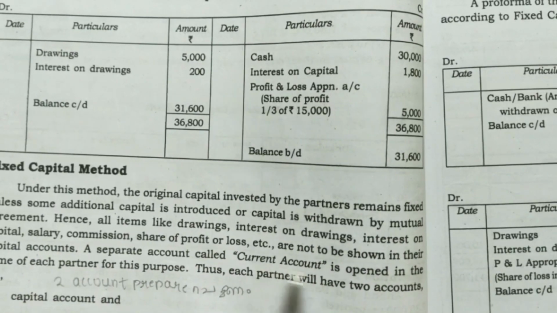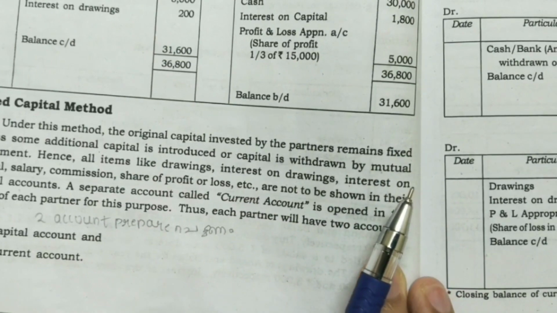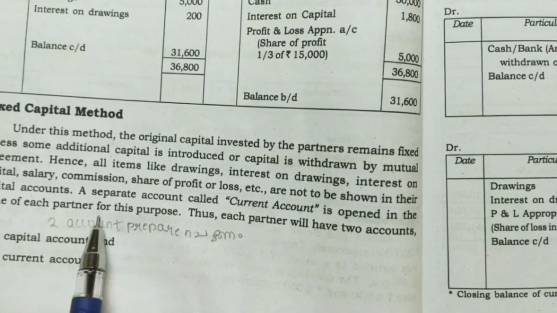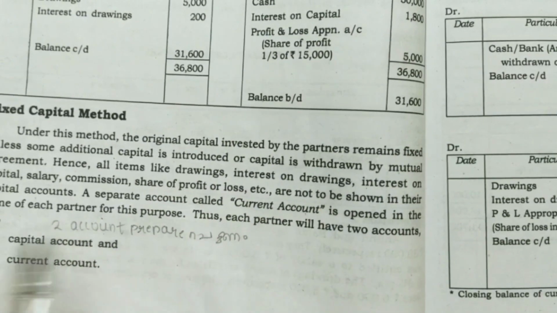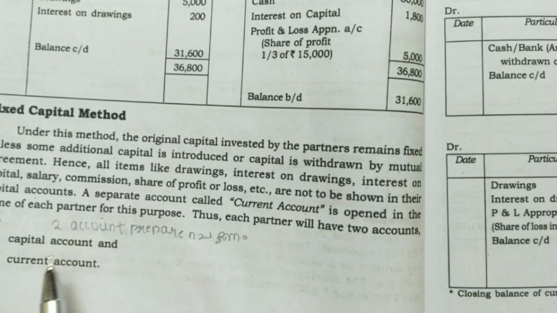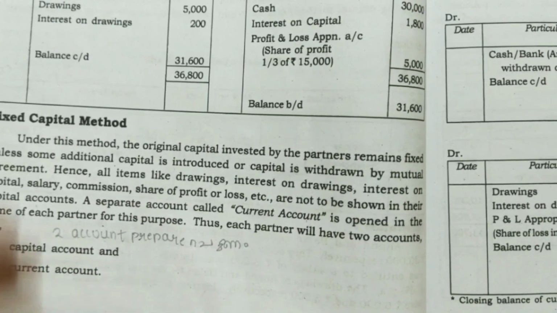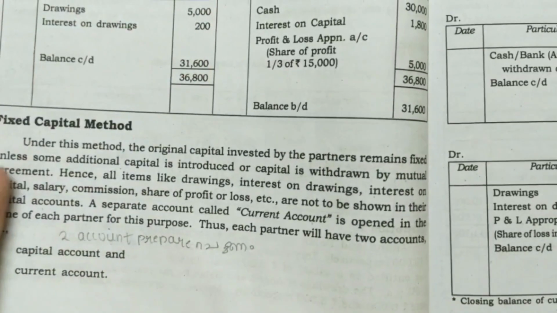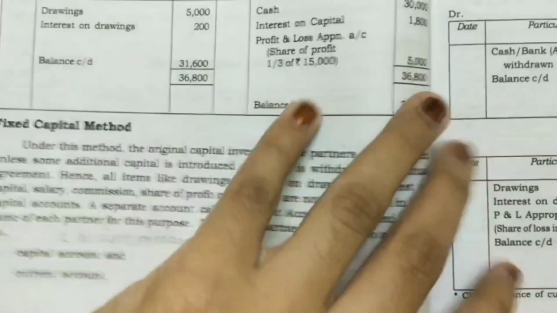And you will ask me, what is it which we write in the current account? In current account, we write other adjustments such as drawings, interest on capital, salary, commission, share of profit, everything other than what? Additional capital, initial capital, capital withdrawn, and the balance carried on. Fine. So in order to show these kinds of adjustments, we draw a separate account called current account. Now let's see the pro formas of these.